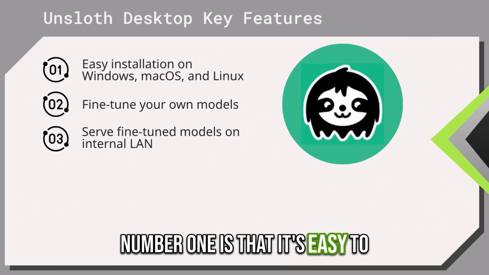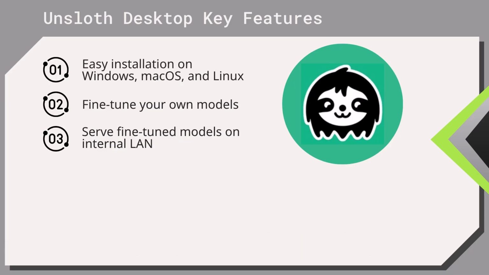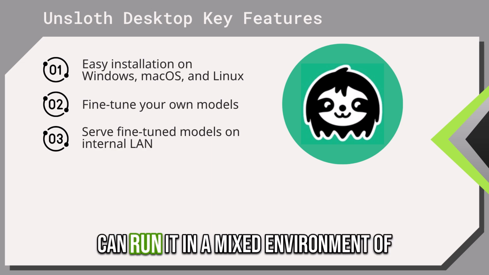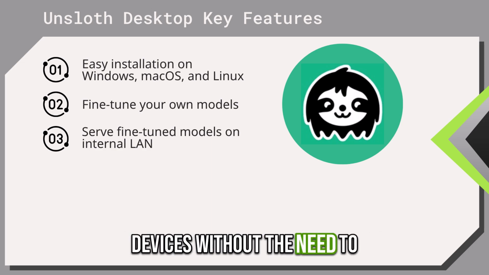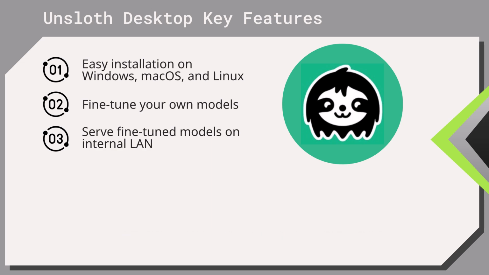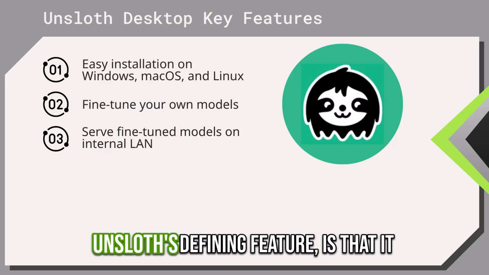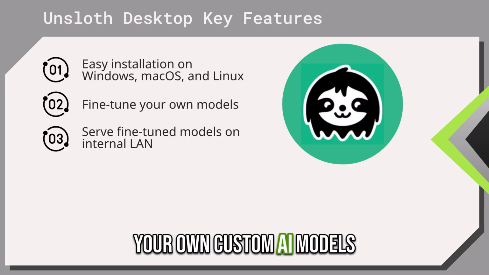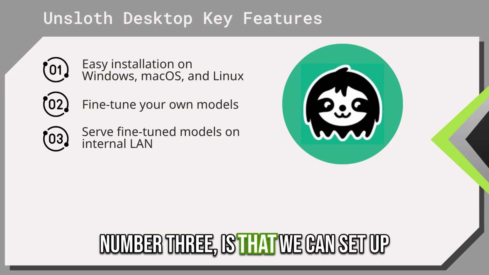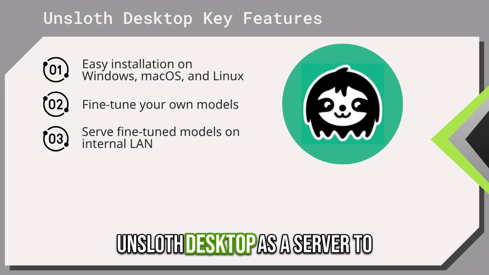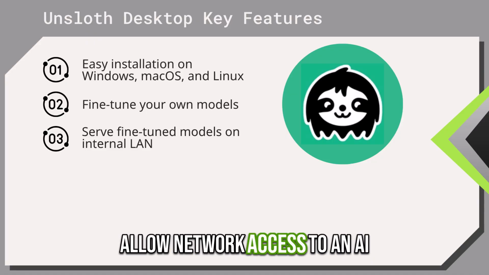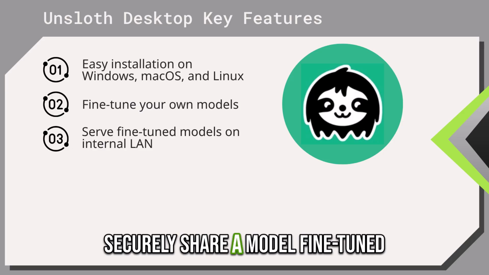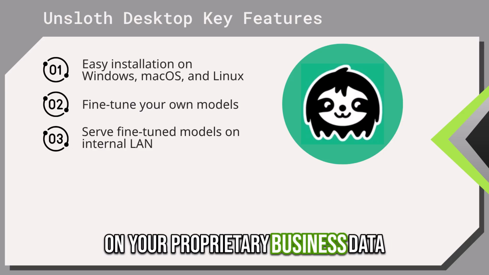Number one is that it is easy to install and runs locally. Unsloth provides installers for Windows, Mac OS, and Linux, so you can run it in a mixed environment of devices without the need to integrate multiple software packages. Number two, and this is probably Unsloth's defining feature, is that it makes it easy for you to fine-tune your own custom AI models. Number three is that we can set up Unsloth Desktop as a server to allow network access to an AI model. This means that your employees can securely share a model fine-tuned on your proprietary business data.